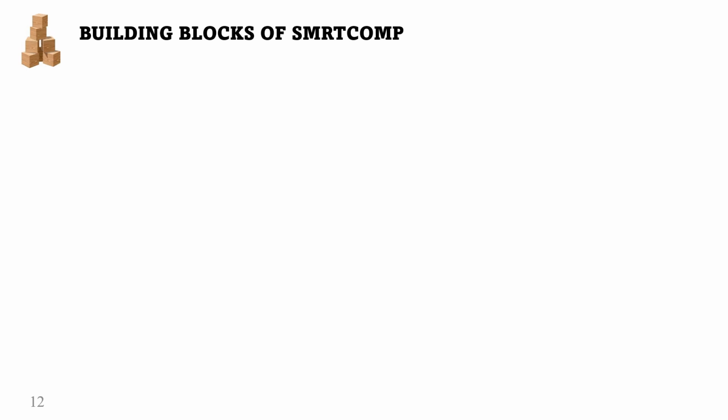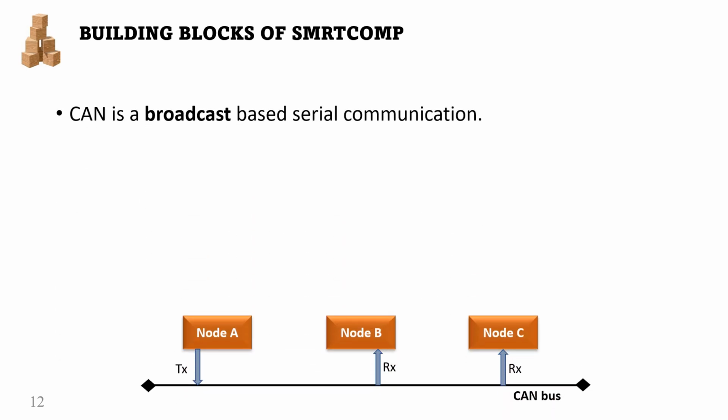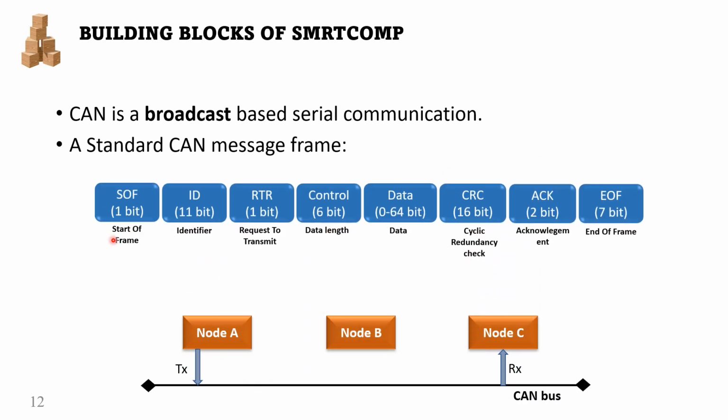We have been referring to CAN for quite a while. So what is a CAN? CAN is the de facto standard for ECU communication. It is a broadcast-based serial communication. A CAN message frame looks something like this. So please have a look. And when multiple ECUs concurrently try to send messages on the CAN bus, an arbitration based on message IDs is done to allow only one ECU.